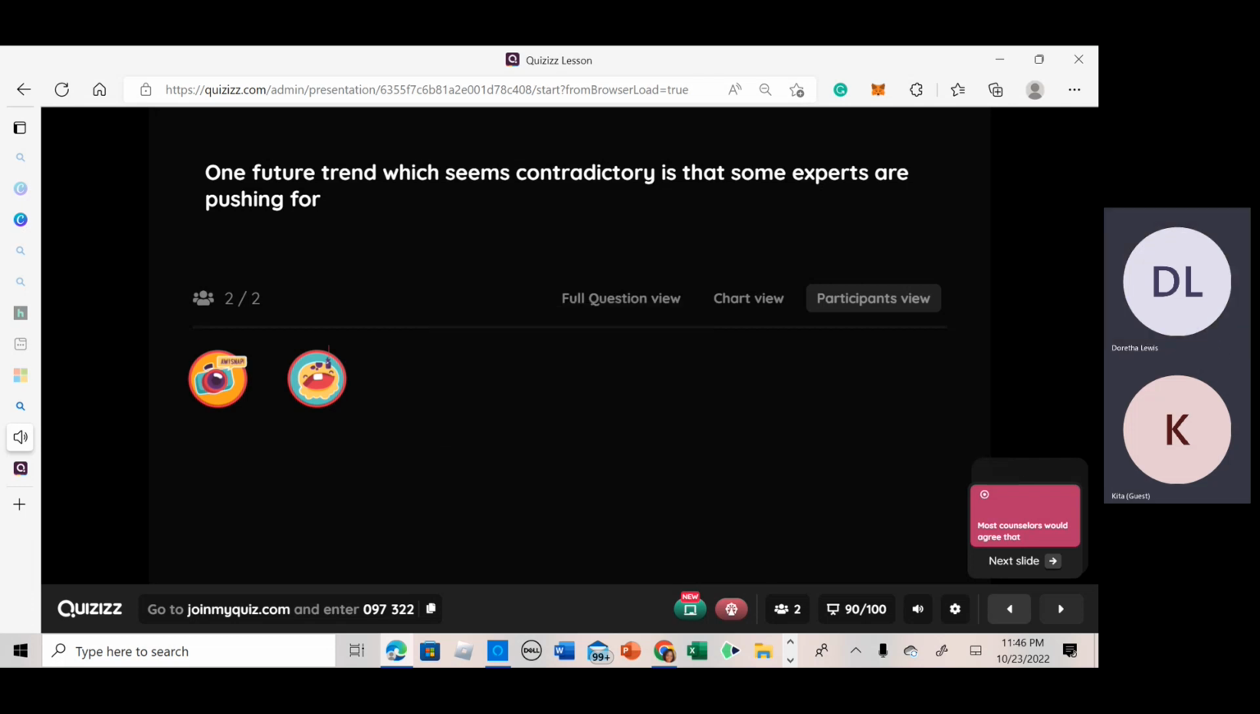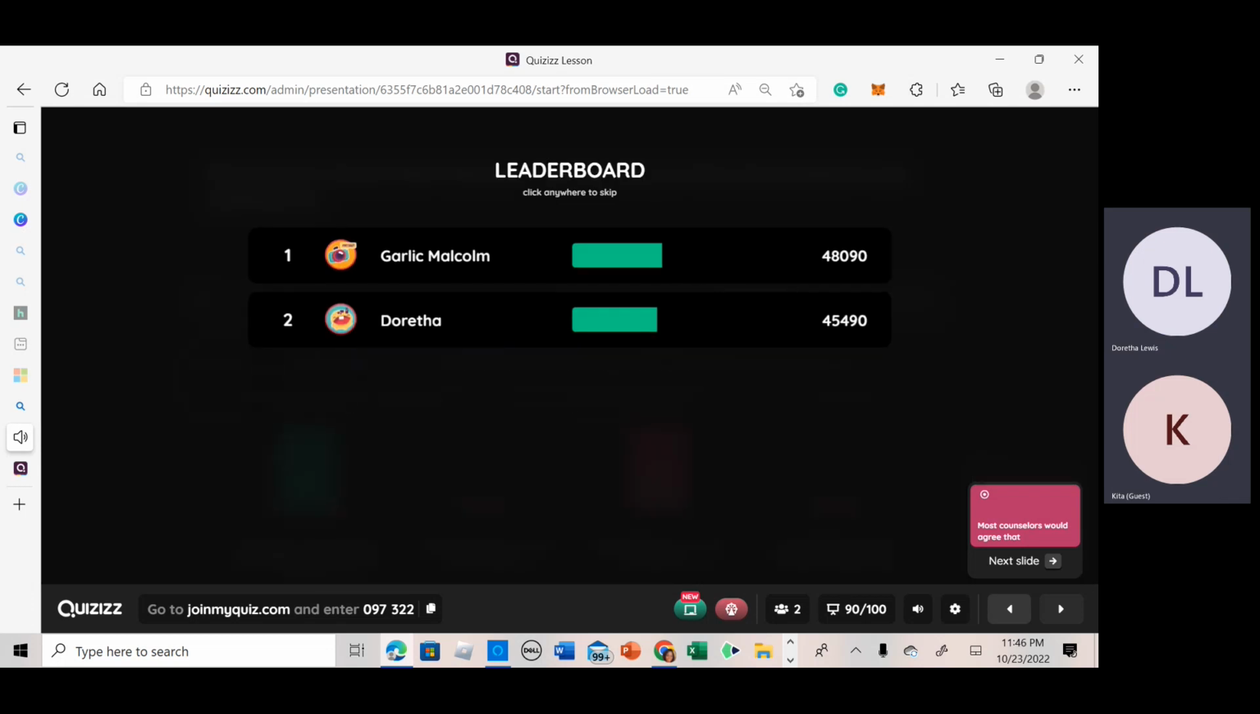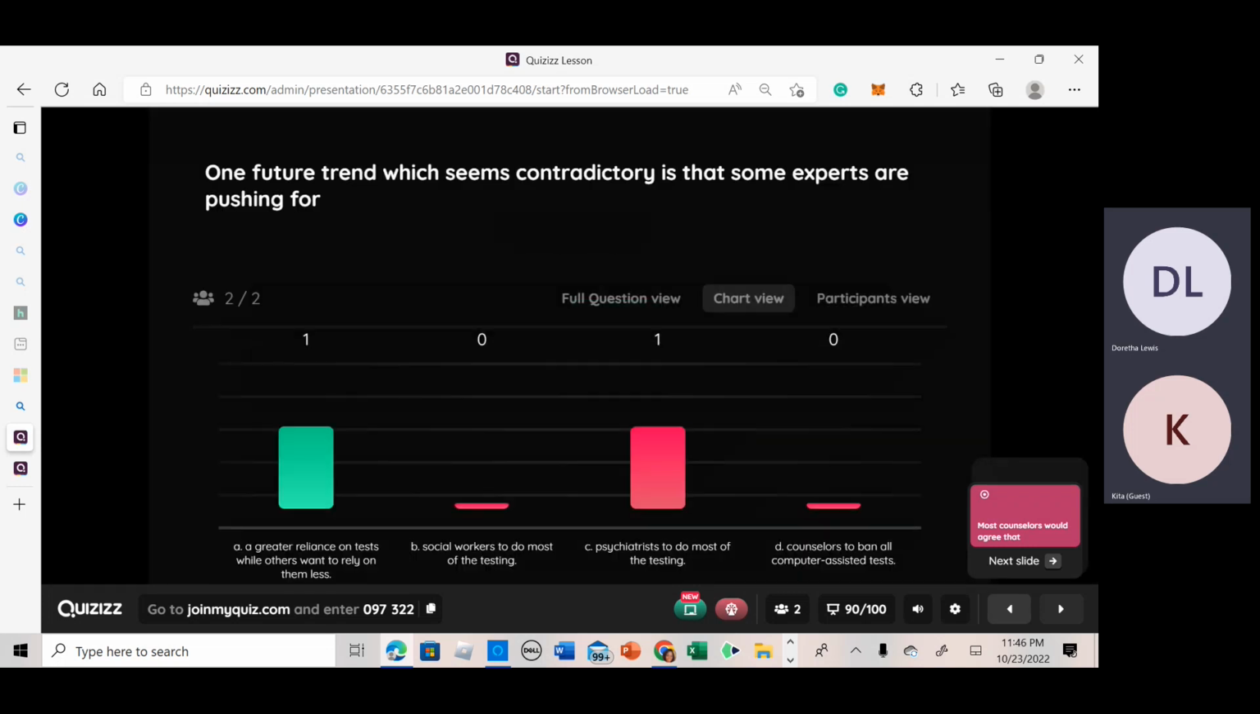One future trend which seems contradictory is that some experts are pushing for a greater reliance on tests while others want to rely on them less.